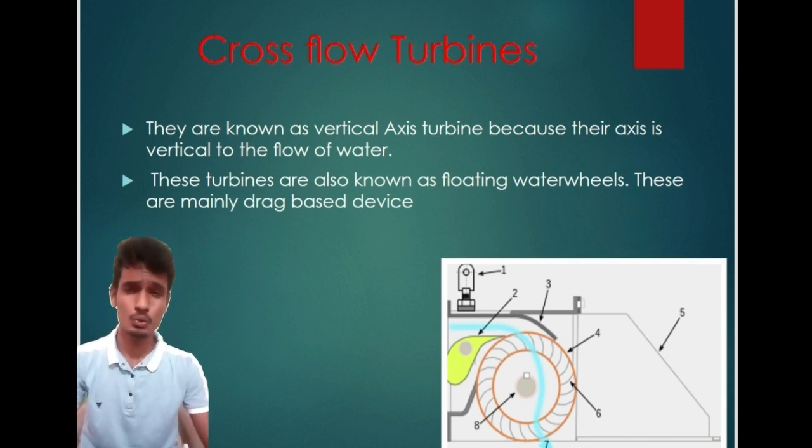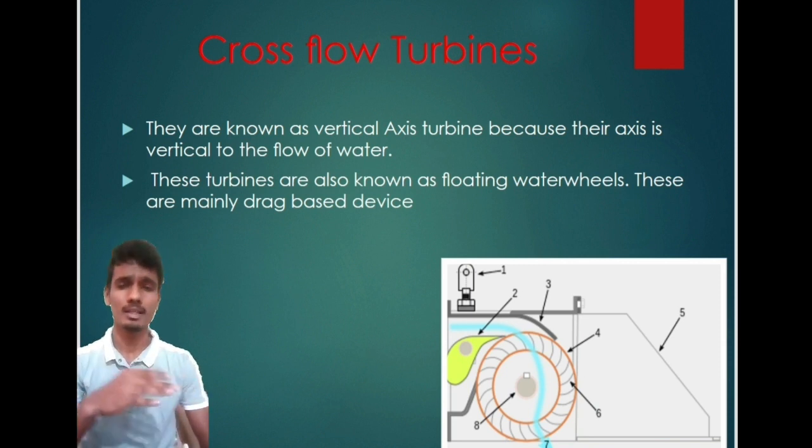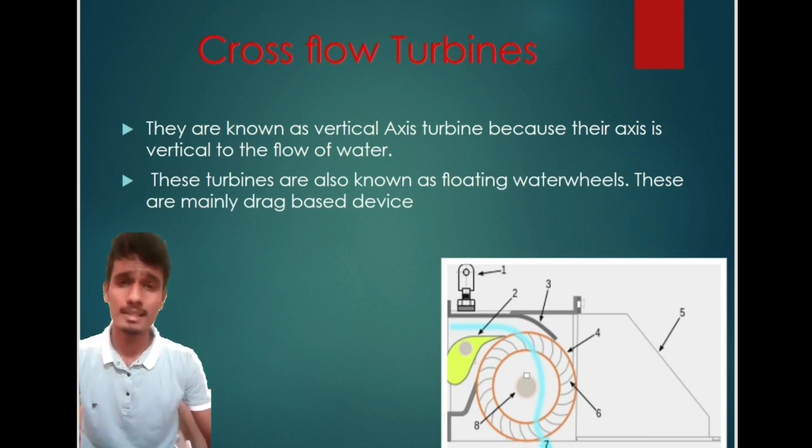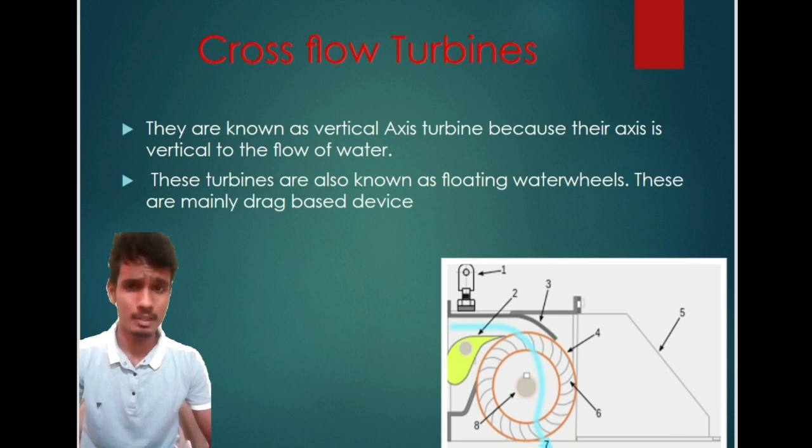This turbine is also used to convert the kinetic energy of the fluid to mechanical energy and ultimately into electrical energy through the help of a generator. So these turbines are also known as floating motor wheels. These are mainly drag based devices.